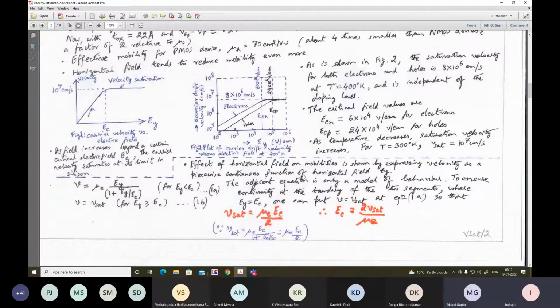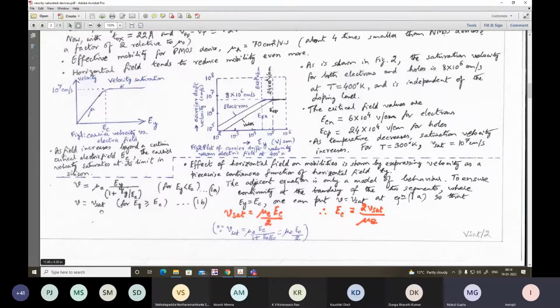Okay, but to theoretically reason about the effect of field on mobility, by two segments the effect of electric field on mobility is portrayed. And this is the expression, that means velocity equals mu e times Ey upon 1 plus Ey by Ec. And also beyond Ey equal to Ec, it is saturation velocity.